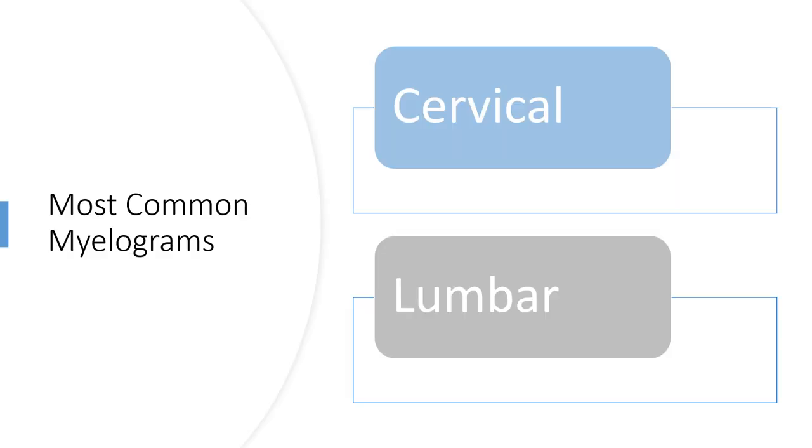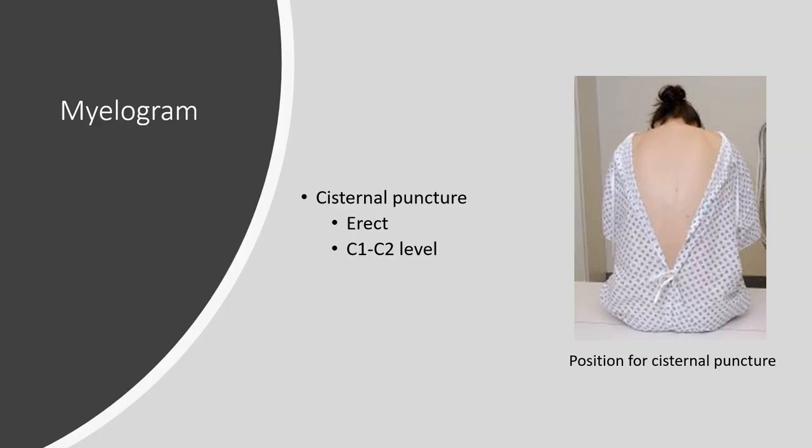The most common myelograms are cervical and lumbar. Cistern puncture: the patient should be erect and the needle will be inserted at the C1 to C2 level. This is a picture of the positioning for a cistern puncture. For a cervical myelogram, besides prone with the head flexed, the patient may also be seated this way.